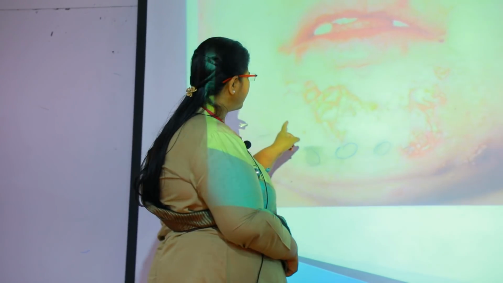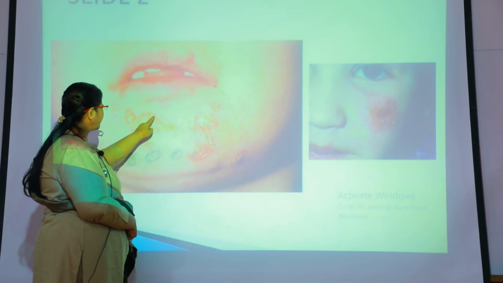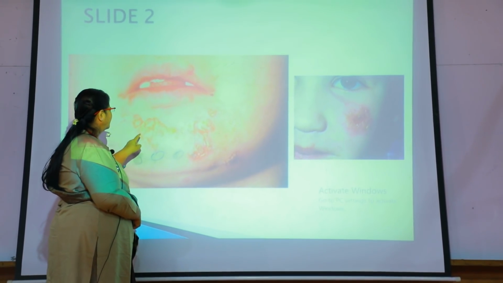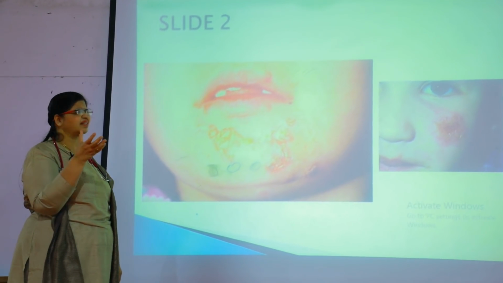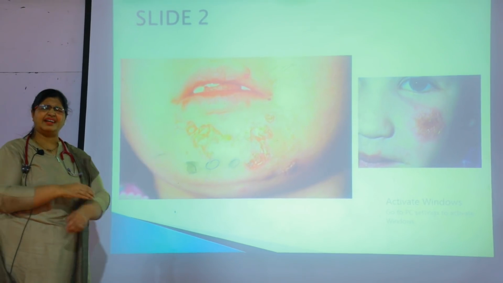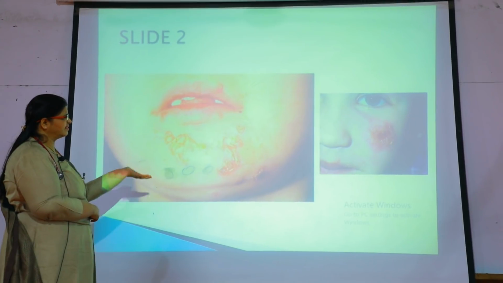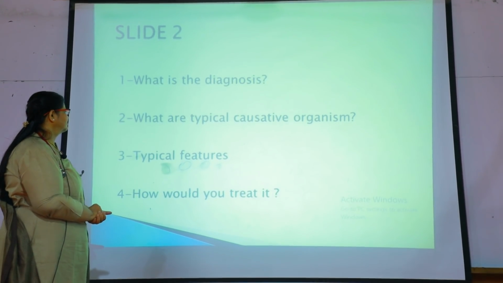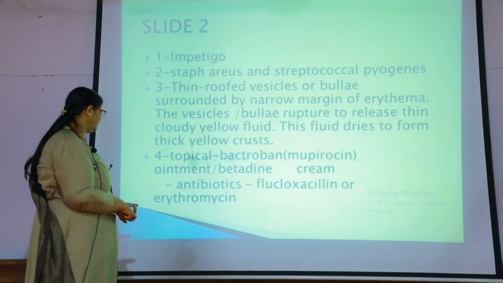This is the picture of impetigo, in which there is a crust like lesion surrounded by a red erythematous margin. It contains yellowish serous fluid, and when it dries it becomes crust. Line of treatment is Bactroban topically, and orally we are giving flucloxacillin, erythromycin, azithromycin. Usually Staphylococcus and Streptococcus are the causative organisms for that.